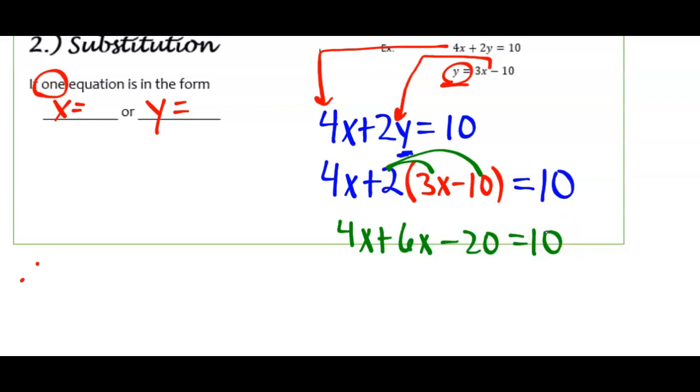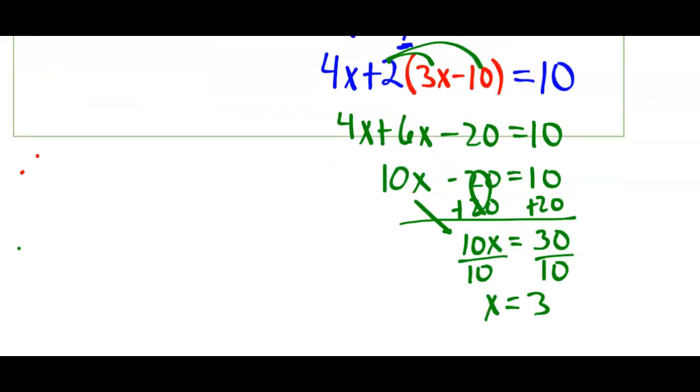I'd like you to pause the video, come back and check your answer. So pause the video right now and solve that. Okay, so you should have got x equals 3. You should have combined your x's because they were like terms to get 10x. Add your 20 to both sides to get 10x equals 30 and divide to get x equals 3.